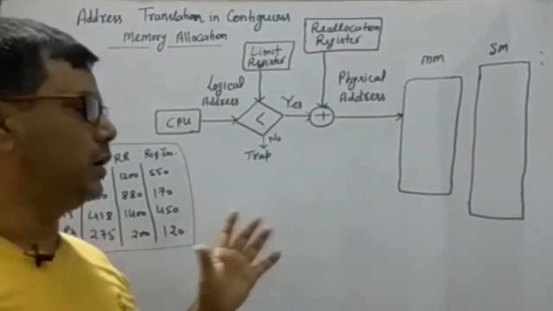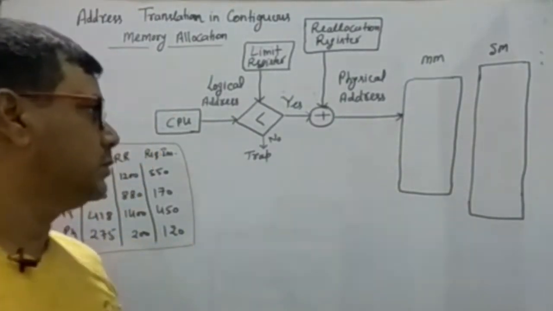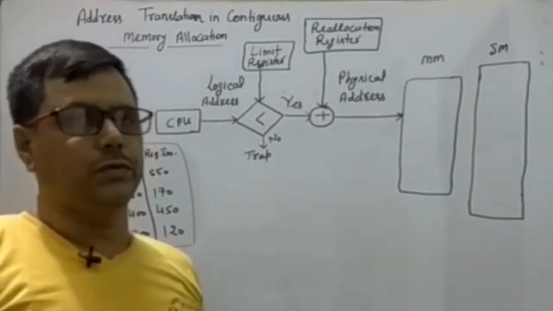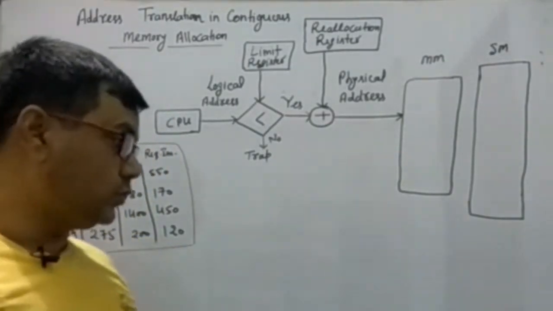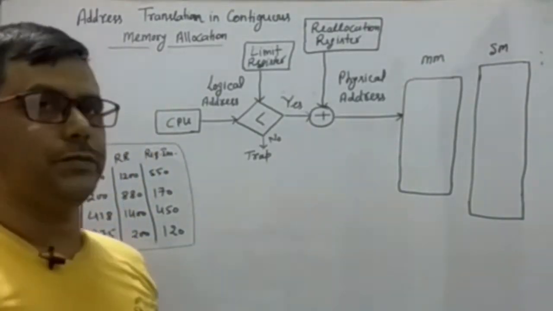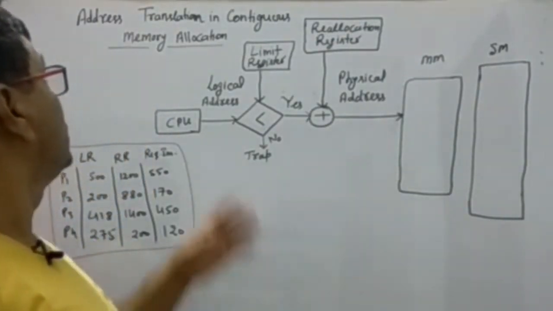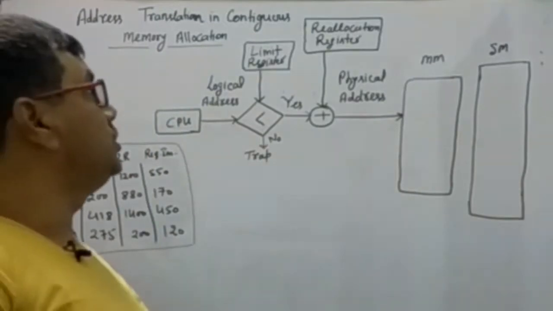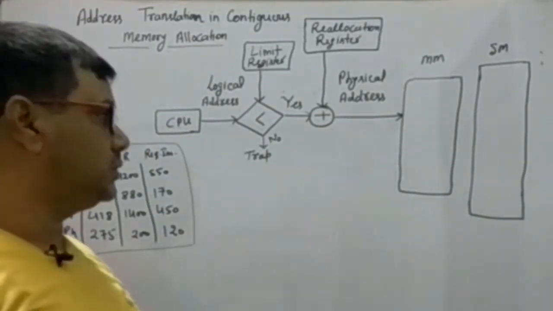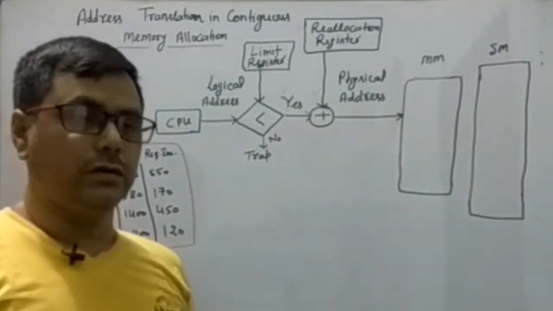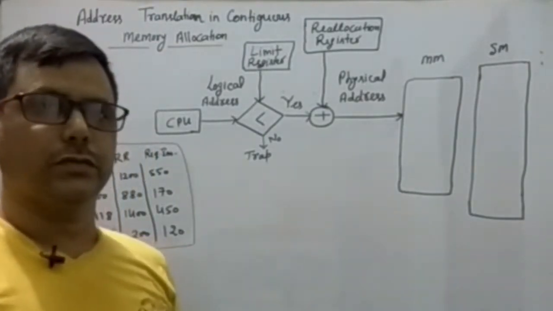All of this we have already told you in our previous videos. And today is a very important topic: how is an address translated in contiguous memory allocation? How is address translation done?